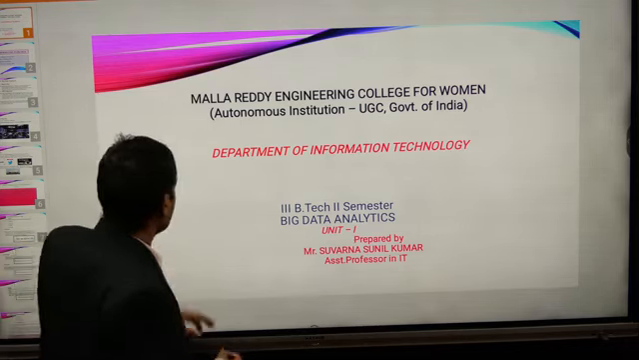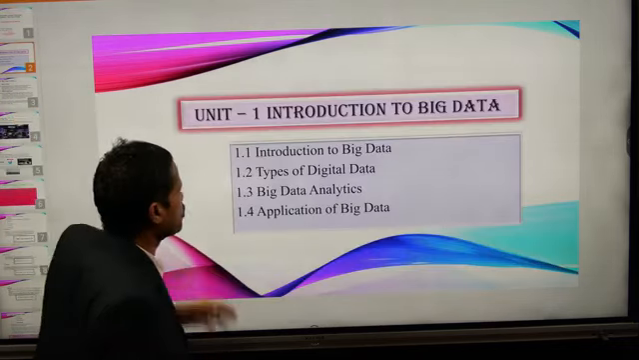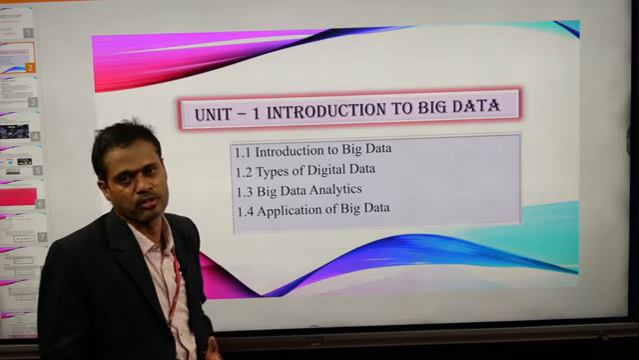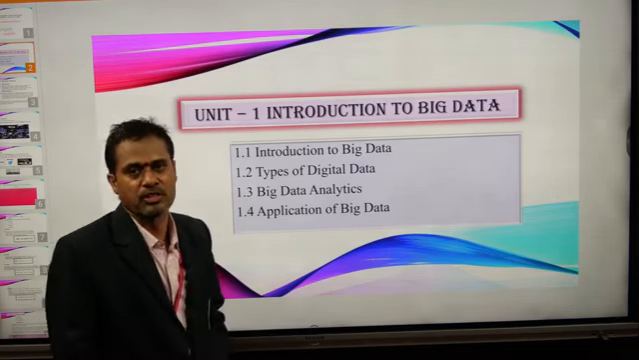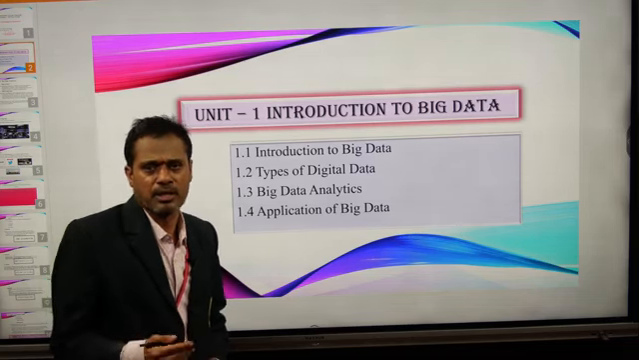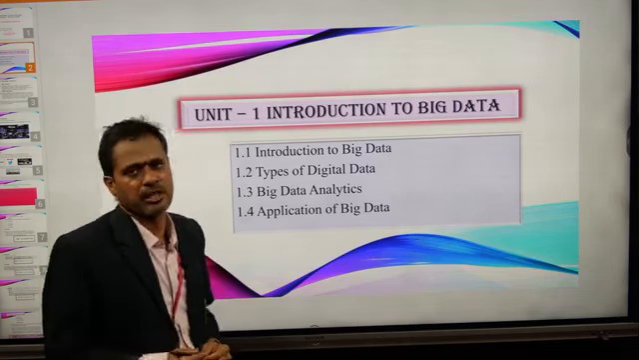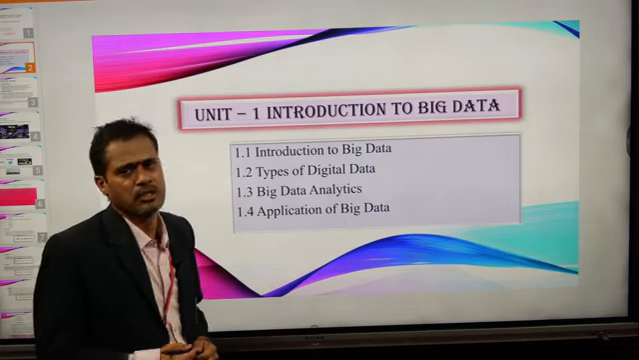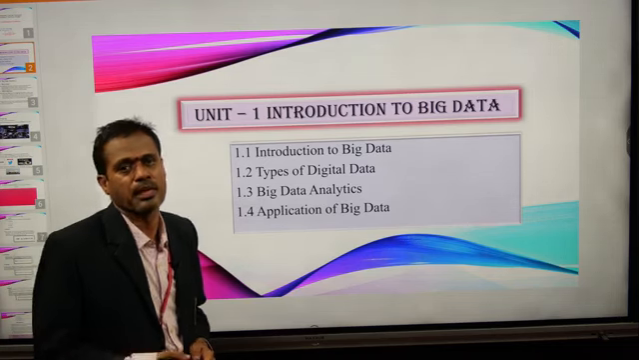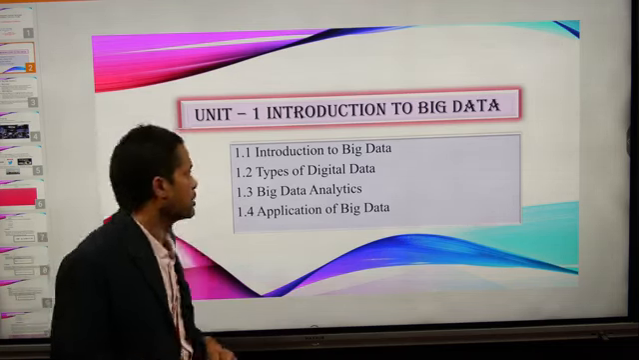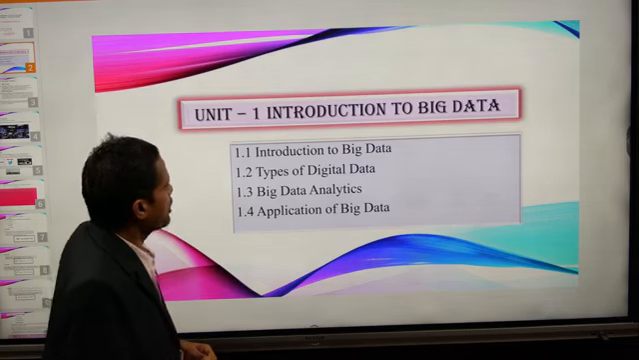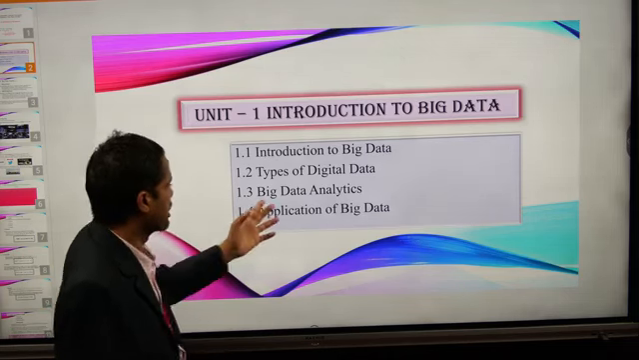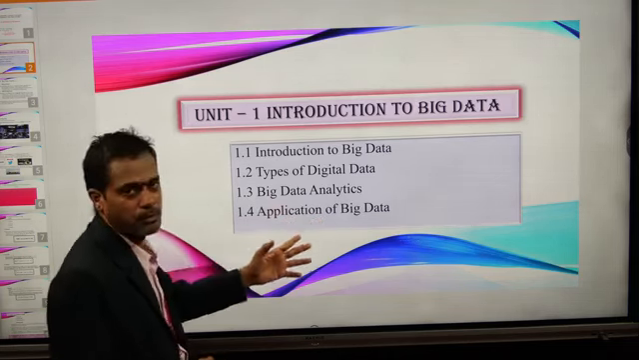Today I am going to explain Big Data Analytics as the topic we are going to discuss. First, we need to understand why we study big data. When we go to bigger organizations, they maintain big data for managing their customer relationships. Not only customer relationships, any data is stored in the servers. We can understand how they maintain it and how they predict values. In this topic, we are going to discuss the introduction to big data, types of digital data, big data analytics, and the applications of big data.